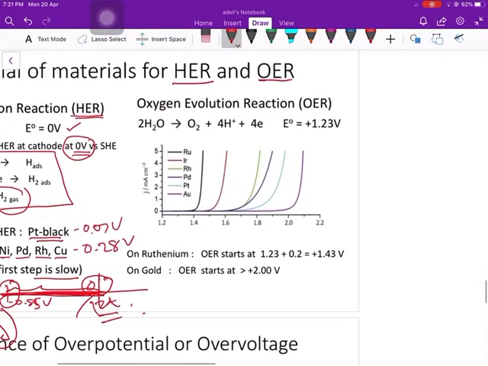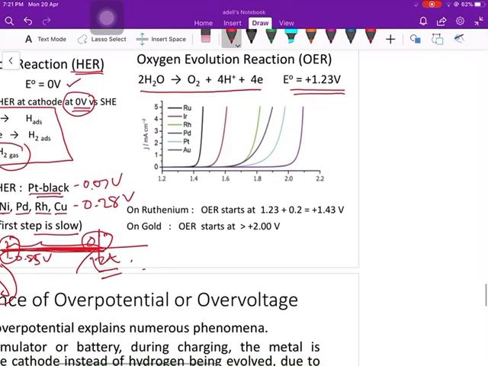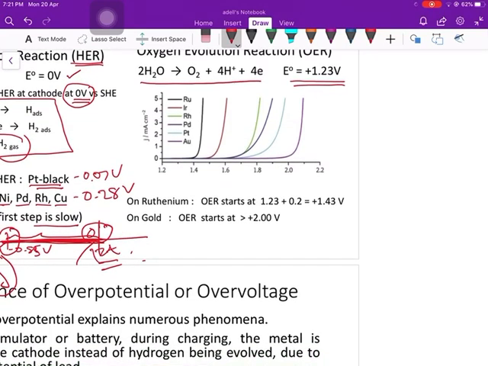Okay, and let's look at this oxygen evolution reaction. This is the standard half cell reaction for water to oxidize to oxygen. This is the standard value, 1.23 volt. If you can see here in this diagram, the purple color represents gold.